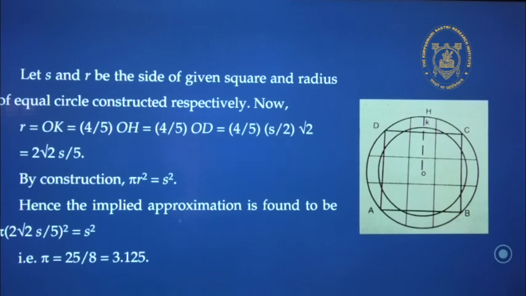And the Shulba Sutra says, you construct the circumcircle of the given square. Okay, so this is the circumcircle. And you take the radius of the circle, cut one fifth of the radius, and then with the 4/5 of the radius, if you draw the circle, that will have an area equal to the square. Okay, so how is that? We'll see that.